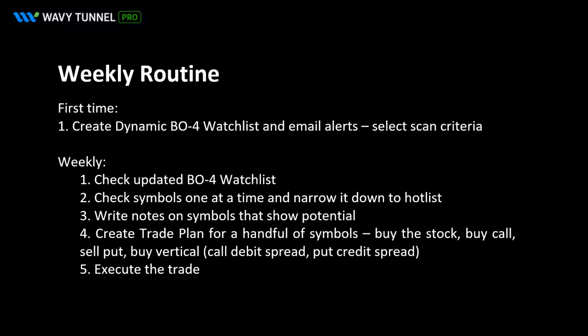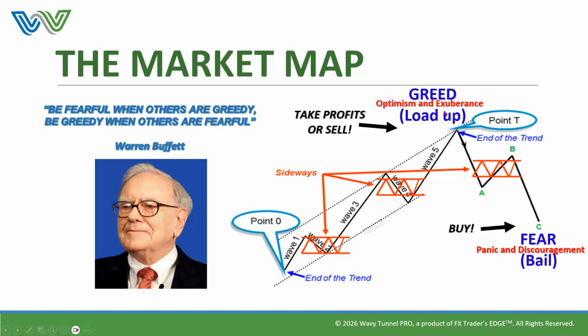Now, before we bring over the dashboard and start to look for our scans, let me show you what the dashboard is based on. It's based on the market map. And you recognize Warren Buffett there, who says, be fearful when others are greedy, be greedy when others are fearful. This is the 8-wave market cycle, the market map, I call it. And, you know, I'm an Elliott wave person, so looking at the market cycles, on the left, we have the trend. So the 5 waves up, followed by a major correction, an ABC correction.